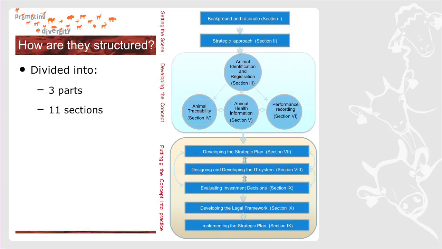And this strategic approach is described here in the conceptual part, which is composed of four parts. The first part is animal identification and registration, which is section 3. Then we have section 4, talking about animal traceability. Then we have animal health information, and we have the performance recording section. This section is mostly conceptual, trying to explain the ideas behind every component.